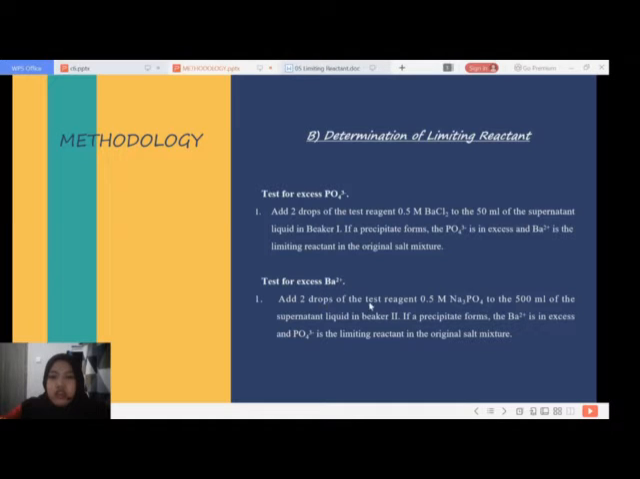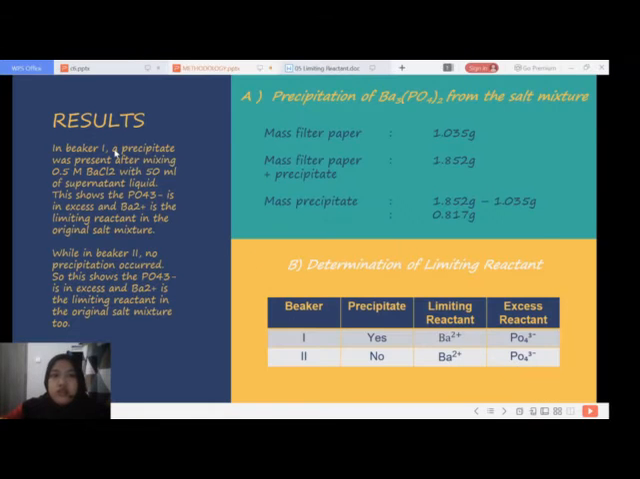Add 2 drops of the test reagent 0.5 M Na3PO4 to the 50 ml of the supernatant liquid in beaker 2. If a precipitate forms, the Ba2+ is in excess and PO4 3- is the limiting reactant in the original salt mixture. Now I want to present the results.